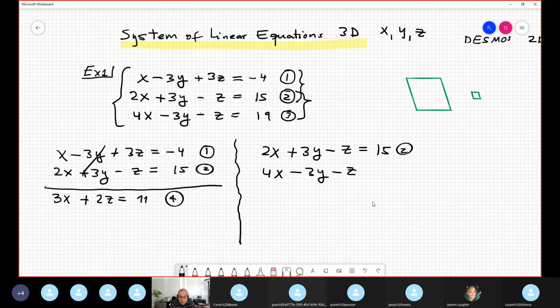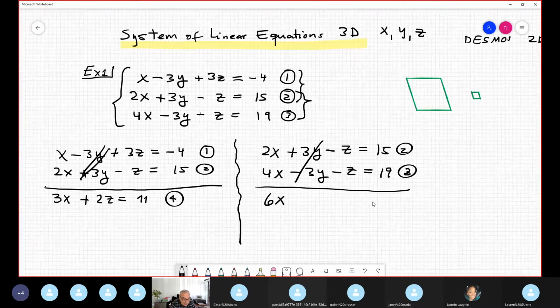This part is mandatory. You eliminate the same. So you eliminate another, you are doing nothing. So 6x, the y is cancelled out. Exactly the same happens here.